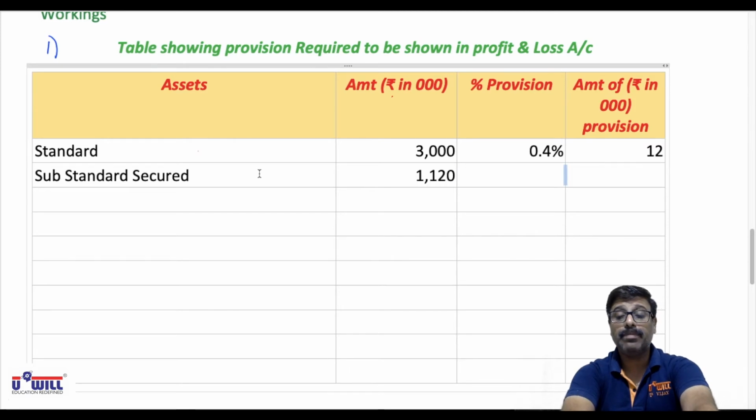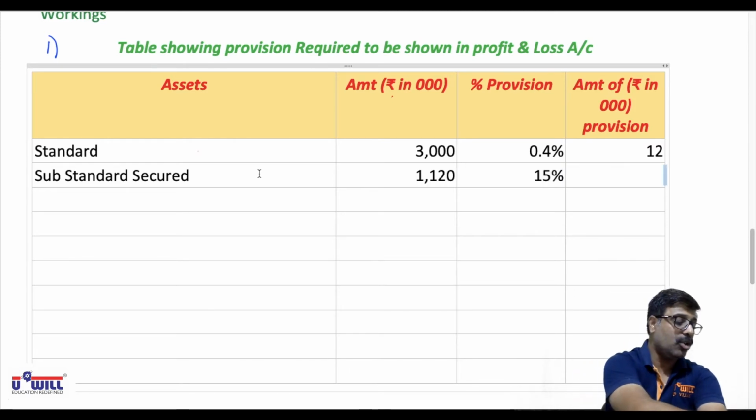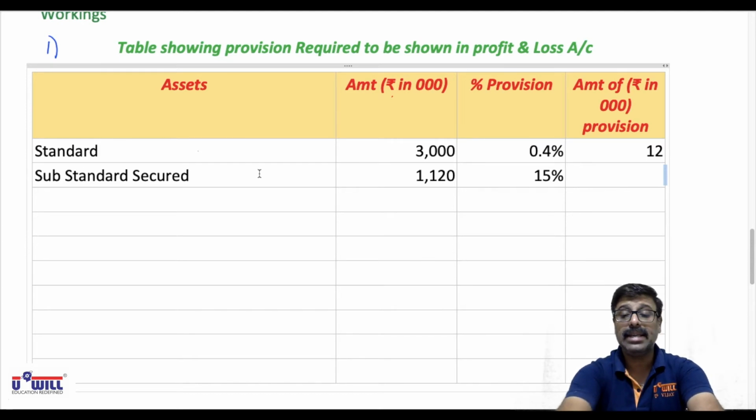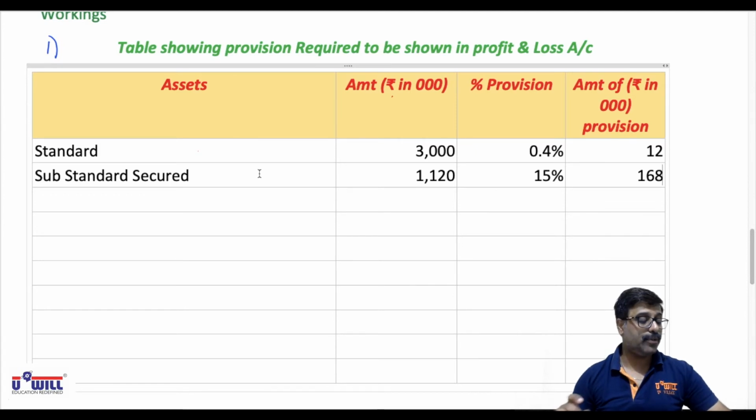$1120, 15% provision is required because it is secured. So 1120 into 15%, that is 168. I repeat, 1120 into 15%, that is 168.